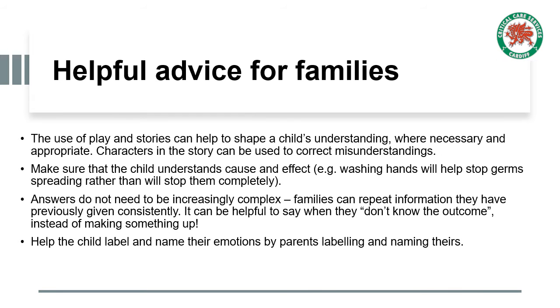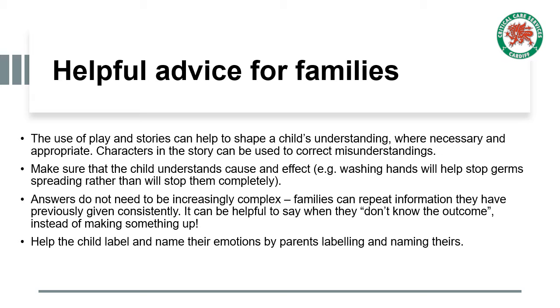The use of play and stories can help to shape a child's understanding where necessary and appropriate. Characters in the story can be used to correct misunderstandings. Story and activity books may help children to make sense of what's going on in the critical care environment. So, for example, the ICU Steps Colouring In book, which is available on the unit. Make sure that the child understands cause and effect. So, for example, washing hands will help stop germs spreading rather than it will stop them completely.